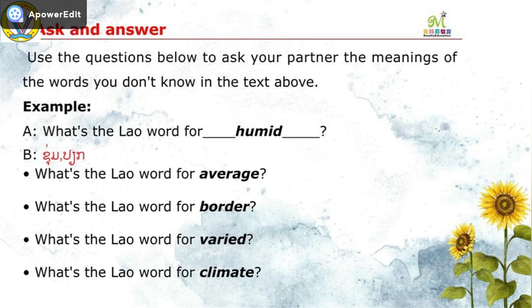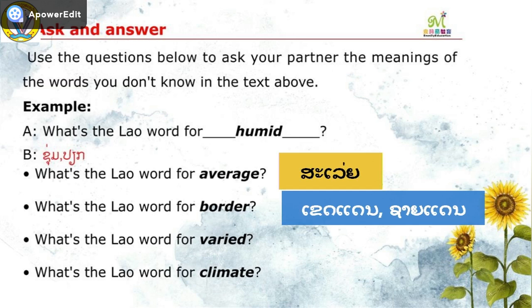Okay? What's the Lao word for average? Well next, what's the Lao word for border? Well next, what's the Lao word for varied? Well good. Next, what's the Lao word for climate?